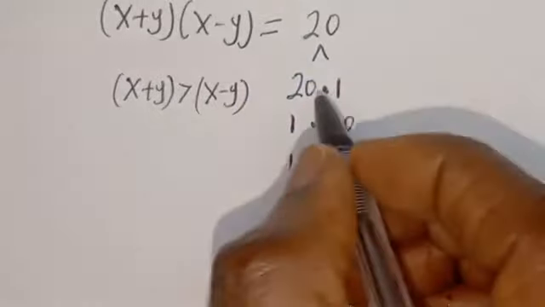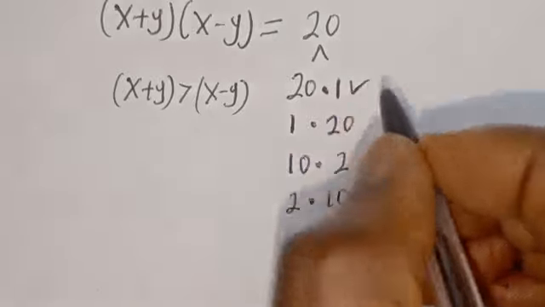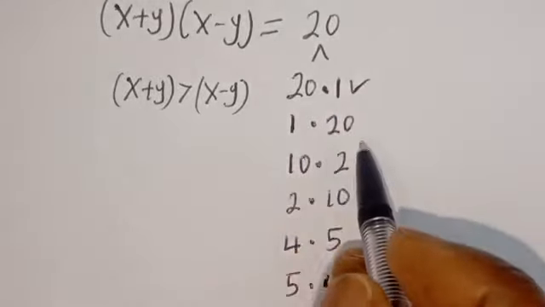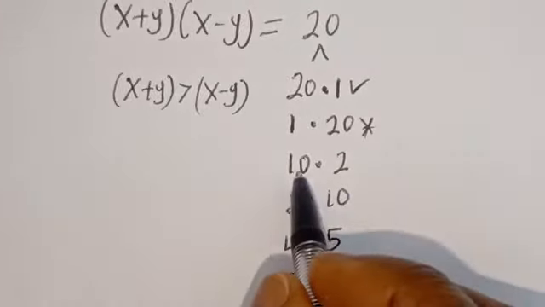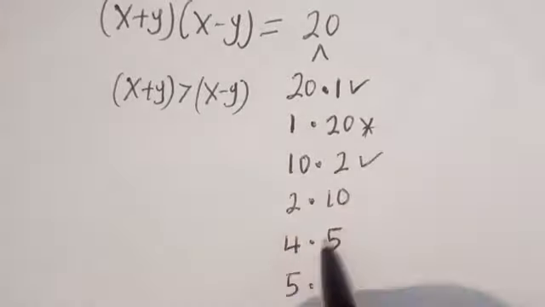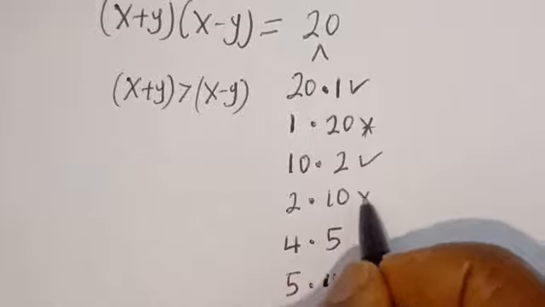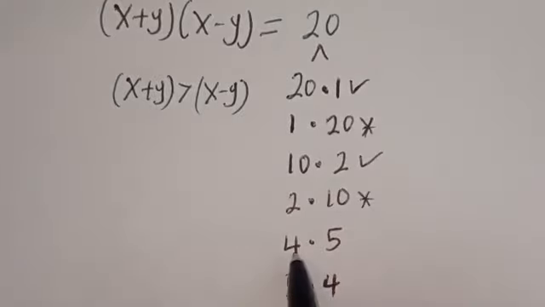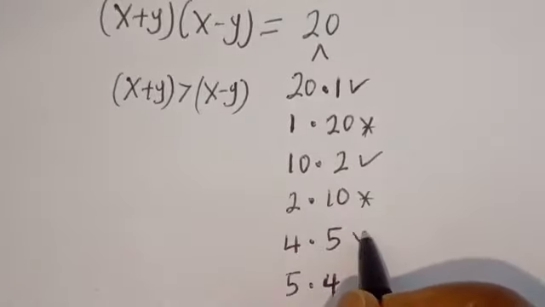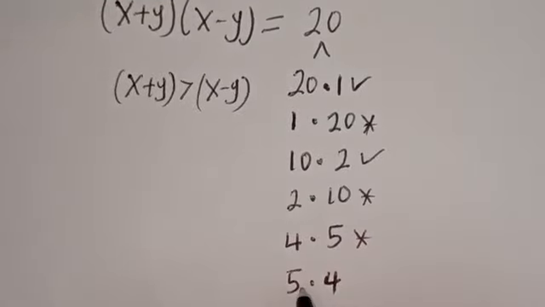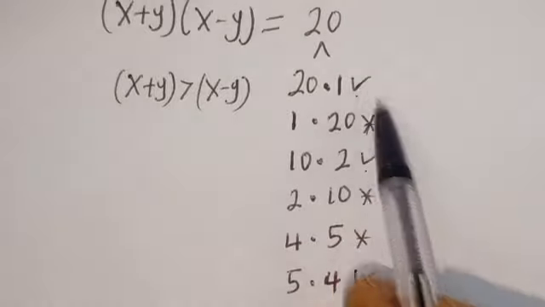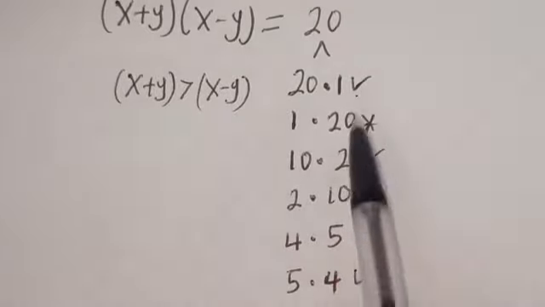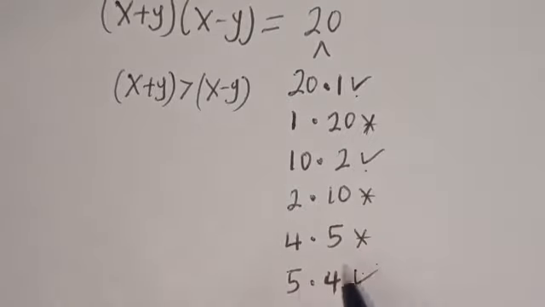Therefore 20 is greater than 1. This is true. 1 is less than 20, we reject this. 10 is greater than 2, we accept this. 2 is less than 10, we reject this. 4 is less than 5, we reject this. And then 5 is greater than 4, we accept this. So we have how many cases? First case, second case, and third case.